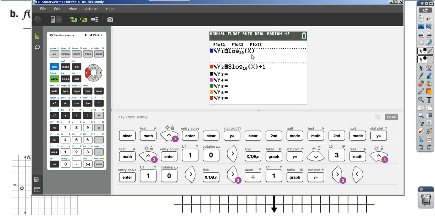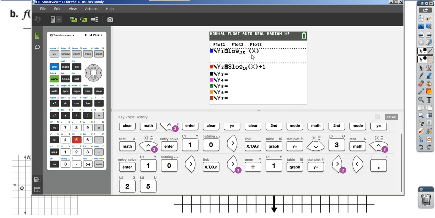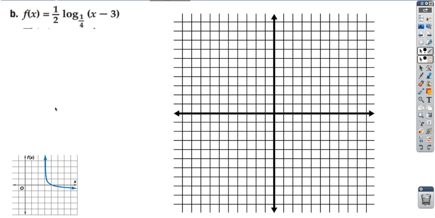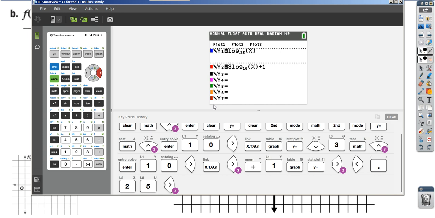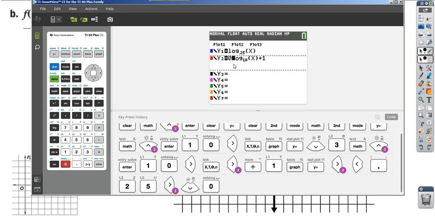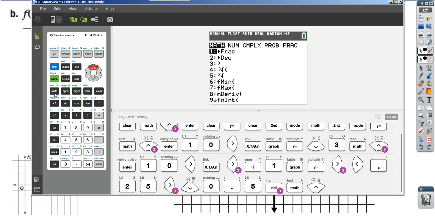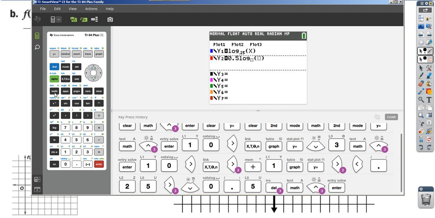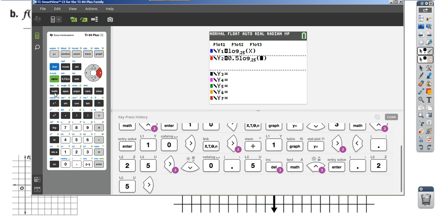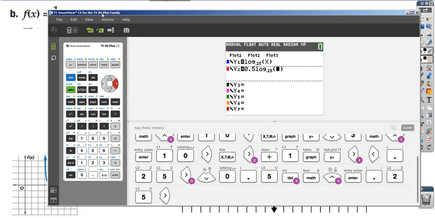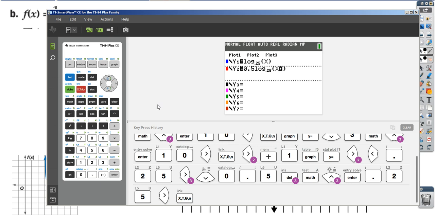We'll just change this. 1/4, by the way, is 0.25. So that's why I'm putting 0.25 there. And then we have 1/2 log base 1/4. So I'm going to put 0.5 there. That's the same as 1/2. And then we have math. We're going to go to log base. Our base is 0.25. You could write that as a fraction. It's probably easier just to write it as 0.25, x, and then -3.